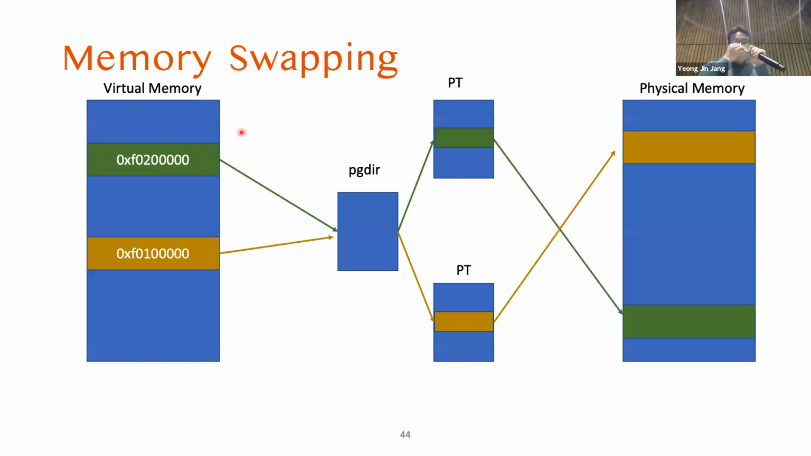How memory swapping works is similar to copy on write. We just use a page fault handler for that. Suppose you have this kind of example. We have a linear virtual memory space, and for supporting that, we could have a page directory. Then we have two different virtual memory pages, and they could be in different page tables. Each entry falls into the physical memory.